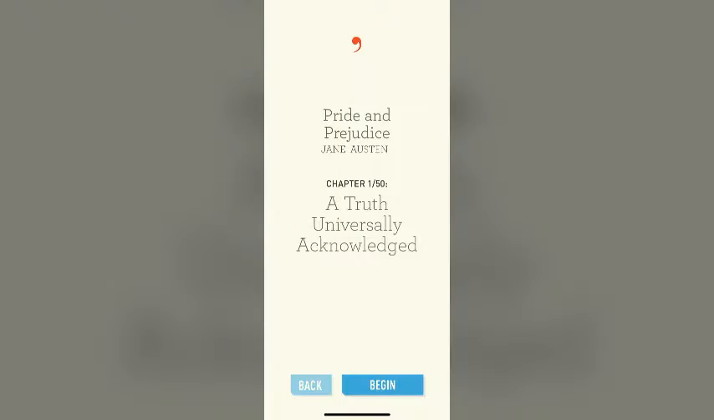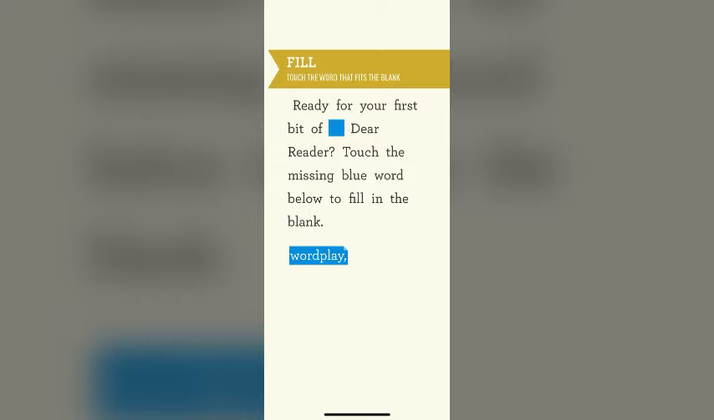Pride and Prejudice by Jane Austen, Chapter 1 of 50. Truth universally acknowledged. Touch the word that fills the blank. Ready for your first bit of wordplay, dear reader? So you touch a missing blue word and then fill in the blank, okay?